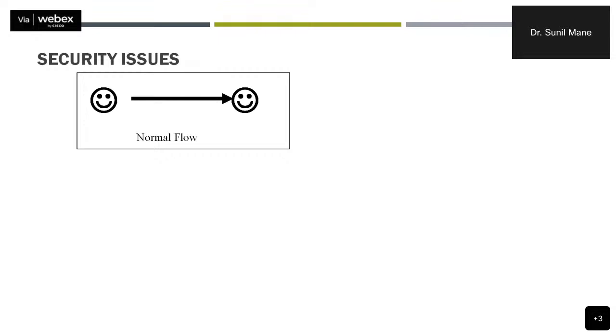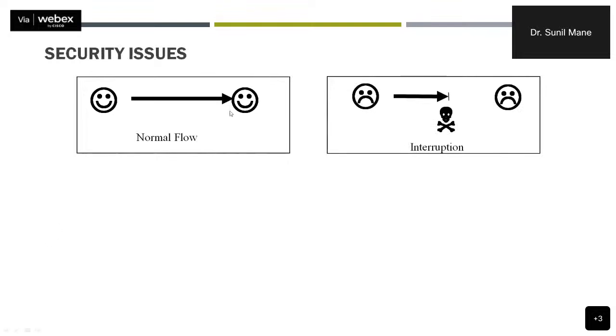We'll understand one by one. The first is the normal flow of information, in which the sender is sending information and the receiver is receiving it. In the second picture, you can see interruption: the cutting of the wire, or the jamming of the signal. Let us say some jammers are available in a particular area. In that case, you are not able to make connections to any other network, and that becomes an interruption issue.